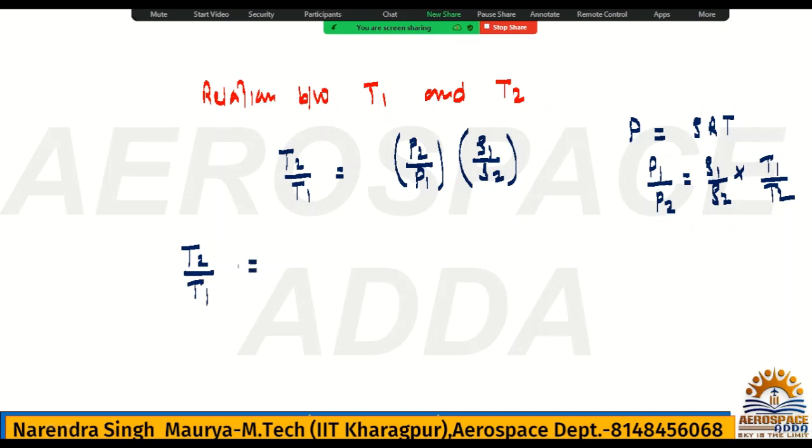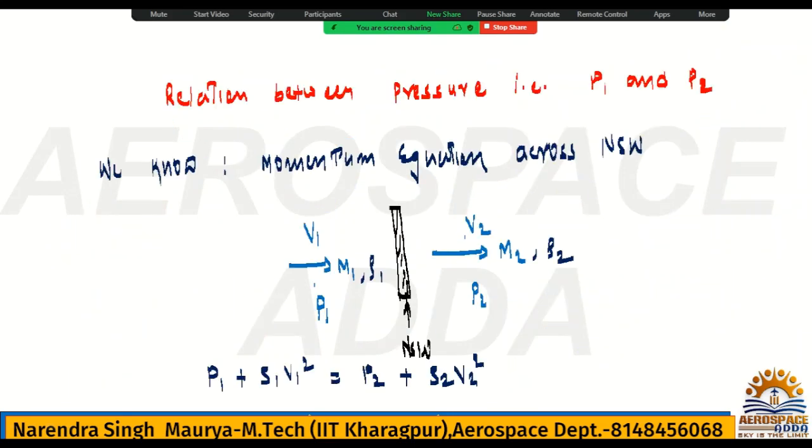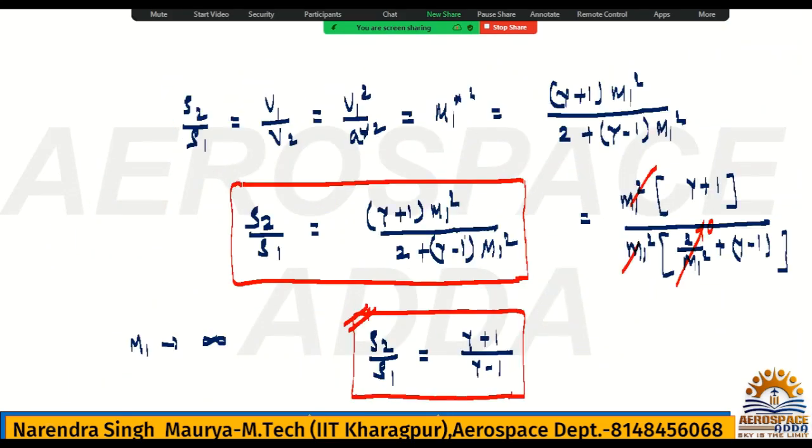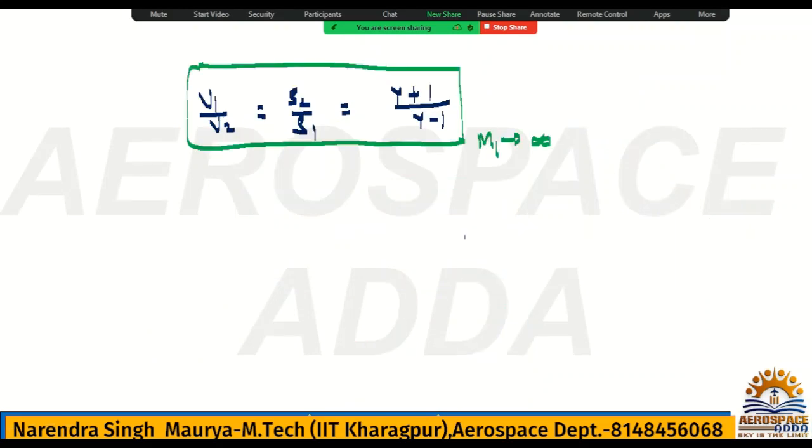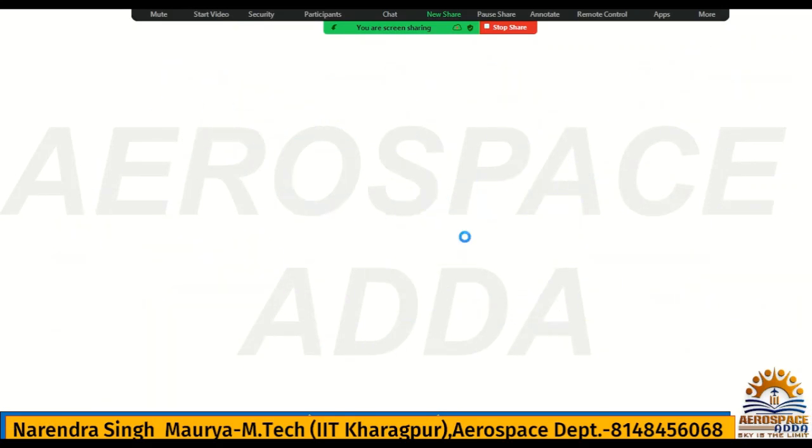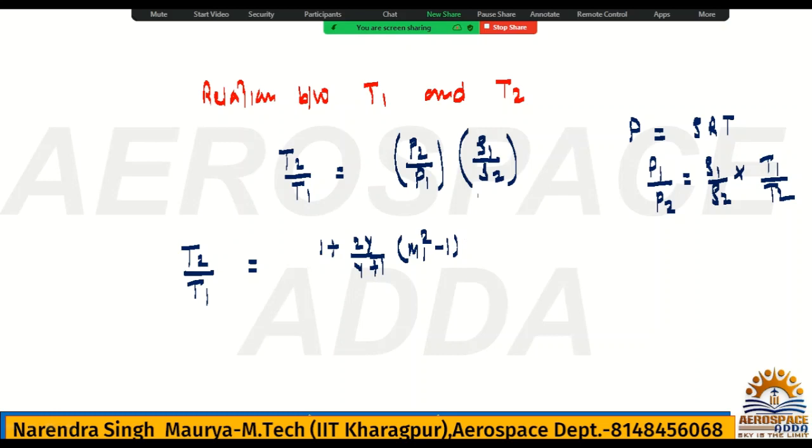Here also, direct result I will write: P2 by P1 is 1 plus 2 gamma upon gamma plus 1 in bracket M1 square minus 1. Okay. And what is the rho 2 by rho 1 or rho 1 by rho 2? See what we have written, rho 1 by rho 2 or rho 2 by rho 1 here. I think rho 2 by rho 1 we have written, so rho 1 by rho 2 also we can write. It's just reversed. So this value I will write, rho 1 by rho 2, directly here.